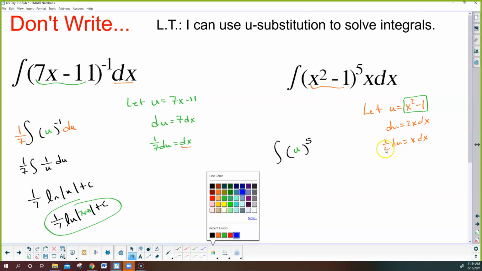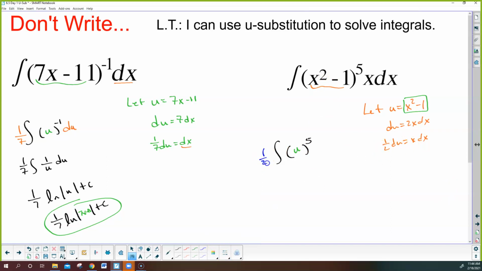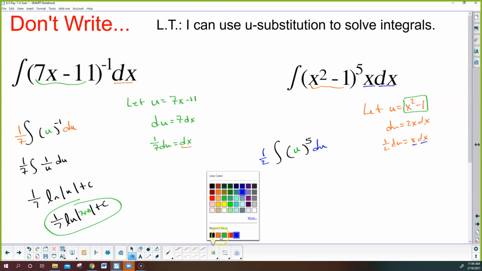The 1/2 du is going to come out front. The du is going to replace the x and the dx. So this x and this dx go away by this 1/2 du. And now it's just undoing. We made this easier to look at.